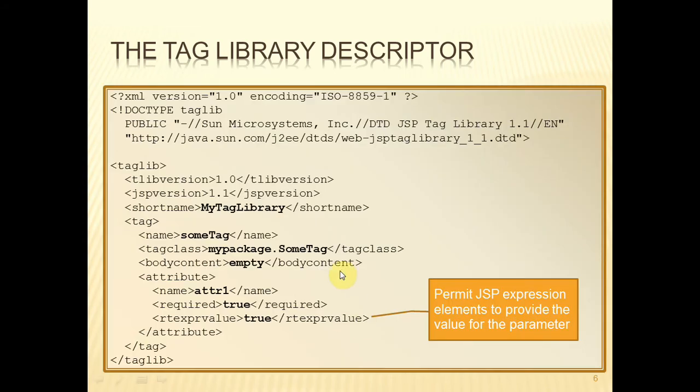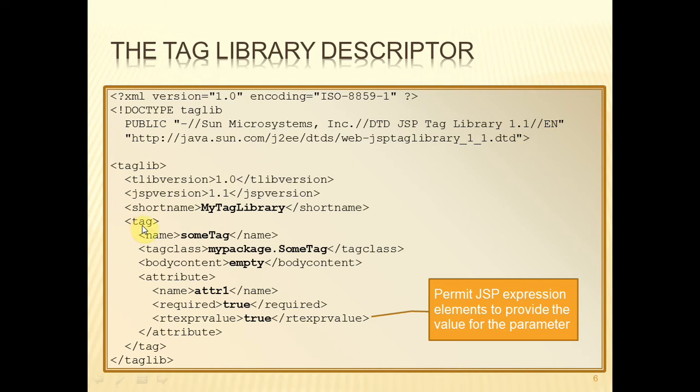So here's an example. We have the first few lines here, which are just standard. So copy those, paste them in, and then move on. We then have the tag lib tag. This is the root tag, the root element within the XML file. And so there's only one of those per TLD file. We can then define the library version, the JSP version that we're using, and the short name for the library. And then we get to the definition of the individual tags.